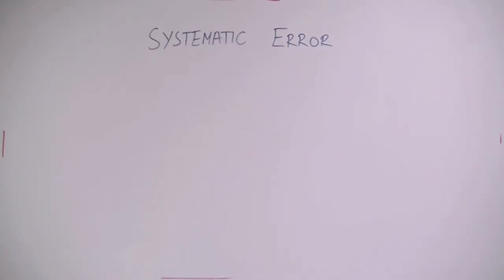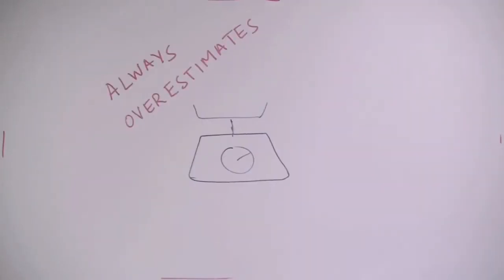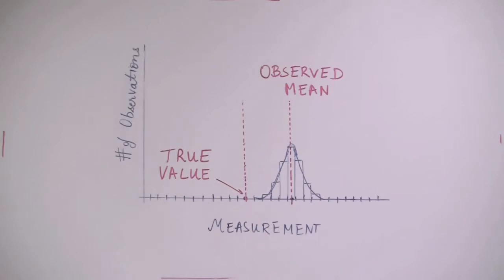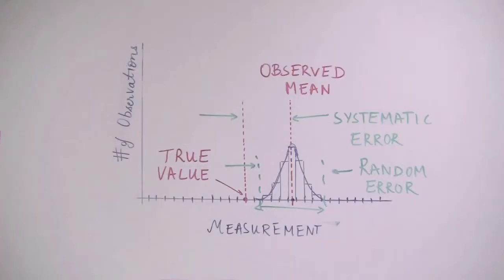Systematic error, which is also called bias, is either due to equipment fault or experimenter's fault. An example can be an uncalibrated weighing scale, which will never give us the true value. To get a better understanding, we can plot a histogram of our data where we already know the true mean. In this case, the systematic error is the difference between the true mean and the mean of the measurements, and random error can be thought of as the spread of the measurements.